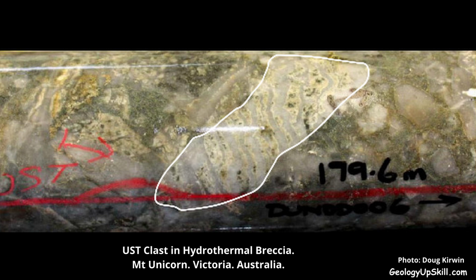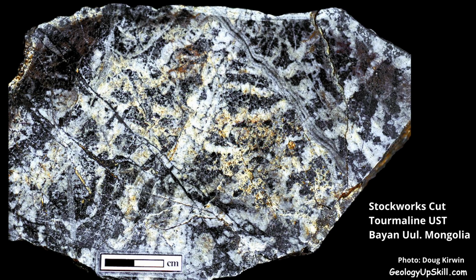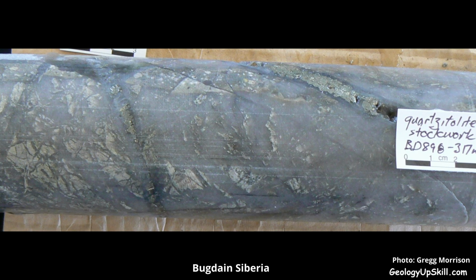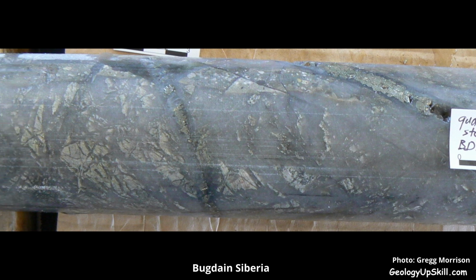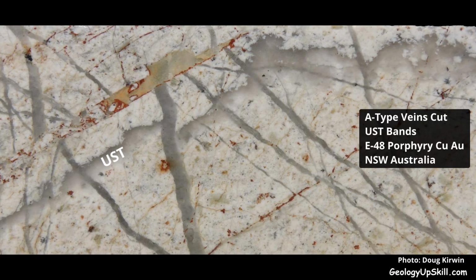But in the vast majority of systems, the economic mineralization is in veins or breccias that overprint the UST rocks. We know that USTs represent the very earliest stage of crystallization in magma because they start at or near the wall rock contact, so it's no surprise that most of the hydrothermal action comes after that. In classical porphyry system models, granular A-type veins represent the earliest fluid exsolving from the magma, and even those early veins are commonly seen cutting UST bands.